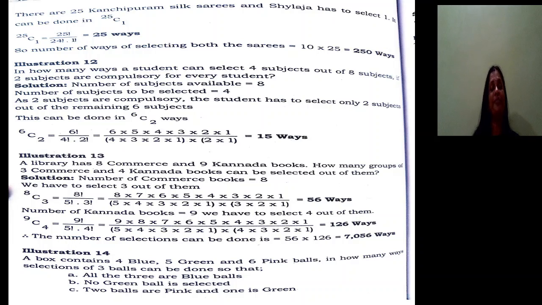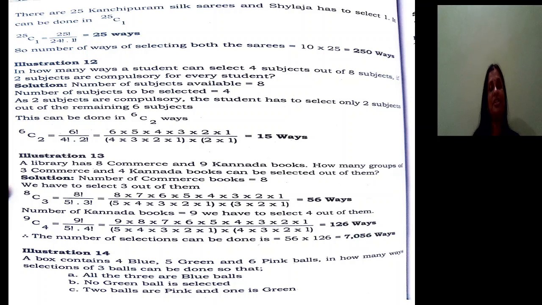So they can select in 250 ways. In how many ways a student can select 4 subjects out of 8 subjects, if 2 subjects are compulsory for every student? So 8 subjects are there, 2 are compulsory, it's fixed. Now selection is 6. Out of 6 he needs to select how many subjects? 4. 2 is already fixed, 2 he needs to select. 6C2 is the answer. 6 factorial divided by 6 minus 2 factorial into 2 factorial. That's the answer. Answer is 15 ways.